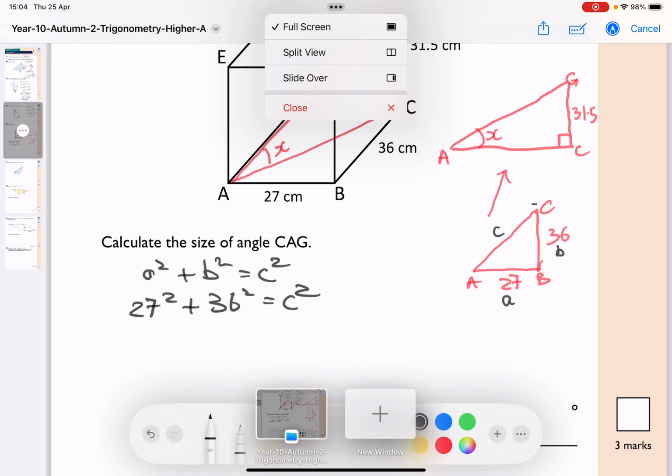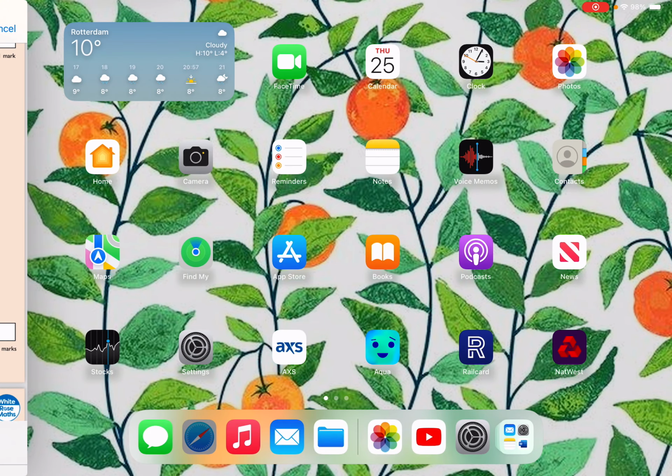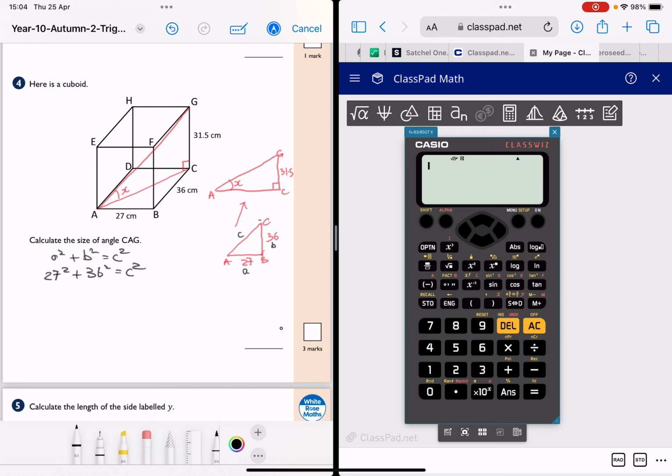Just going to find my calculator, and the calculator is here. So 27 squared, plus 36 squared, equals 2025. So C squared equals 2025. Square root that, and the answer is 45. So C equals 45. Let's just go back to full screen.